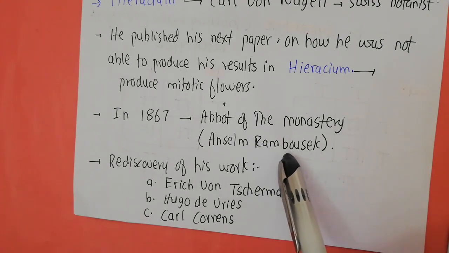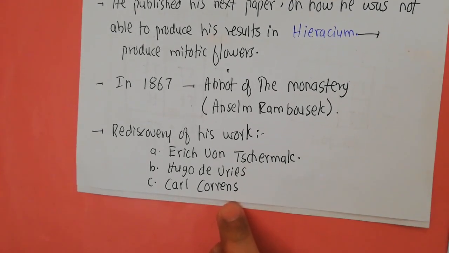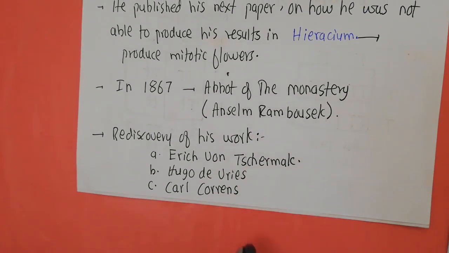His work was rediscovered in the early 1900s by three researchers, Erich von Tschermak, Hugo de Vries, and Carl Correns. And all of them claimed the work for themselves. All of them said that this is our work. But when they observed that they were all referring to the same work, the work of Mendel, the credit was given to Mendel, that yes, this particular work was the work of Mendel, and that was not our work. So this is how his work was rediscovered.